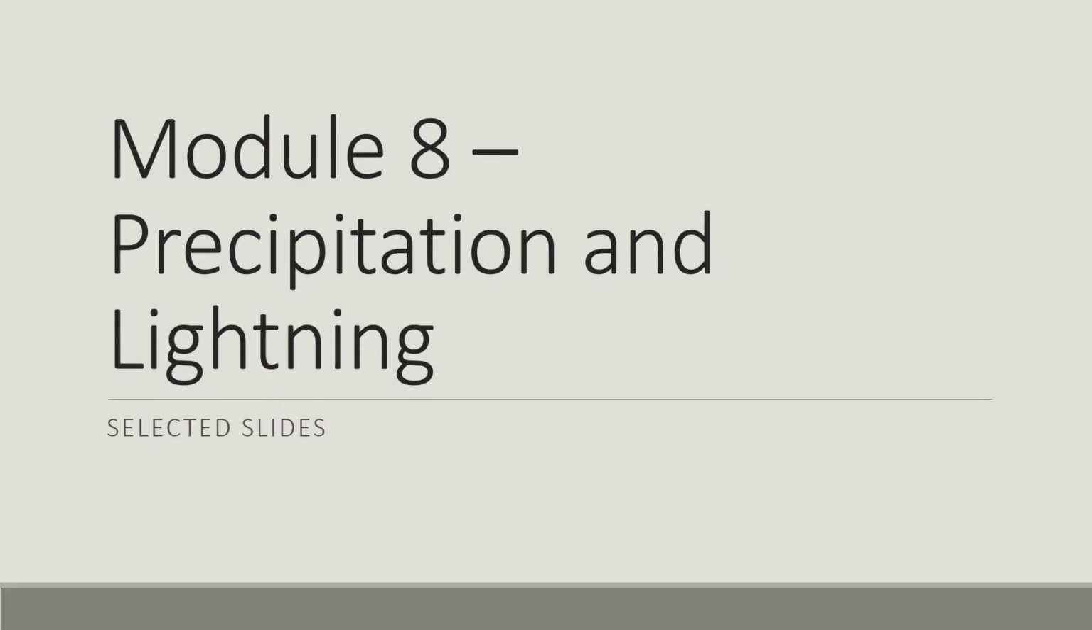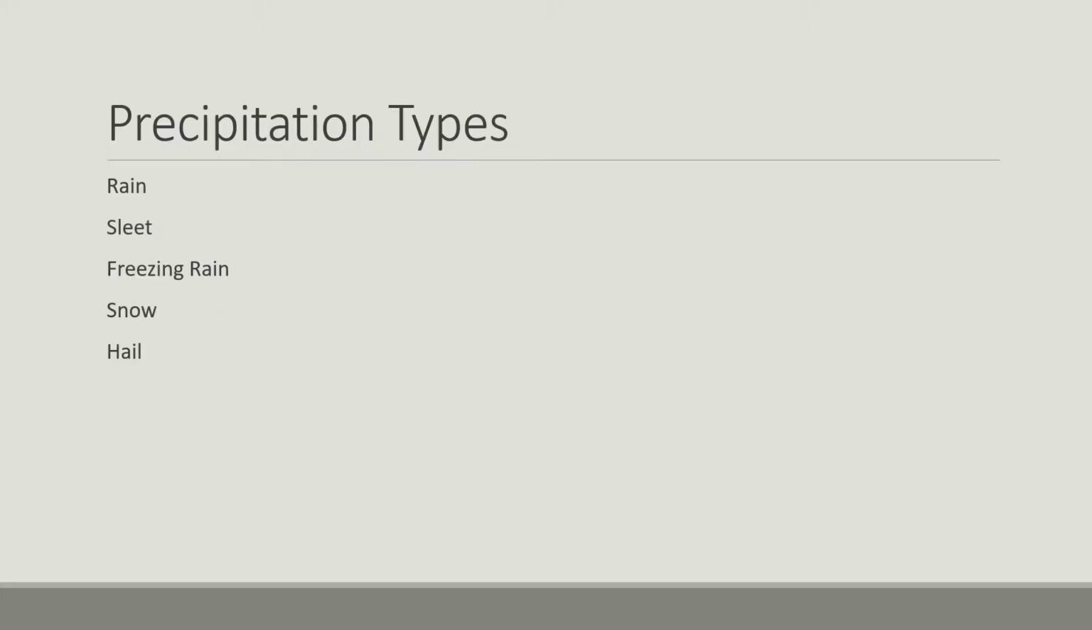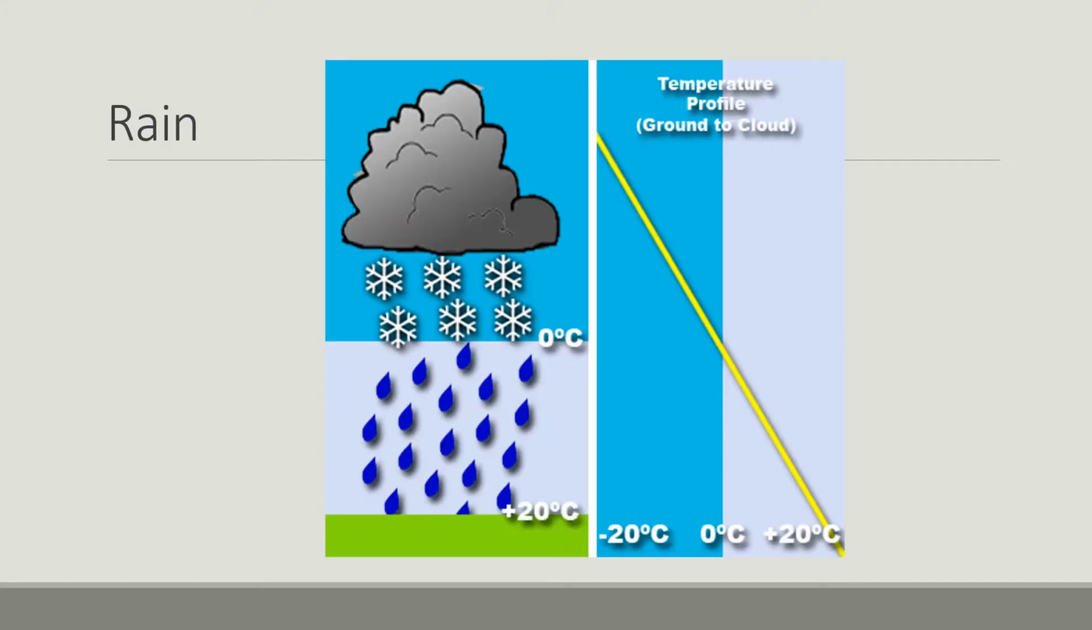All right, for our selected slide this week, we're looking at different types of precipitation and basically why it looks like what it looks like when it falls here at the surface. We have a couple different types of precipitation: rain, sleet, freezing rain, snow, and then hail, and we'll go through each of these. And what it looks like to us here on the surface is largely dependent on the cloud temperature and what our atmosphere looks like from the bottom of the cloud down to the Earth's surface.